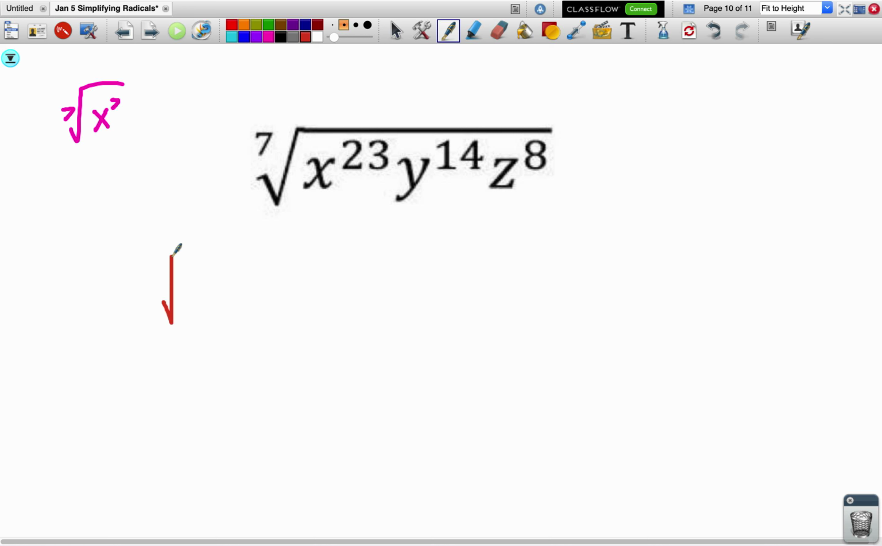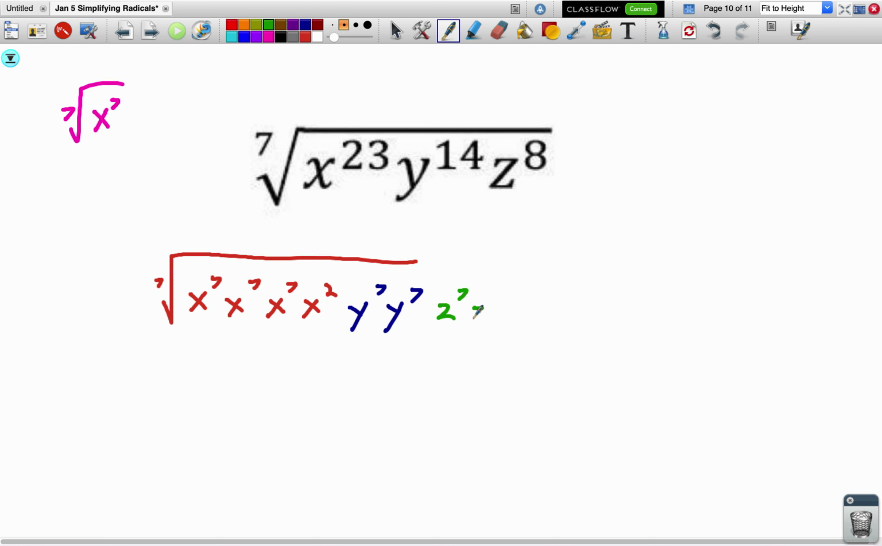Here's how I want to do it. I want to split apart that x to the 23rd into as many x to the 7ths as I can. So x to the 7th times x to the 7th, I'm up to 14 x's, times x to the 7th, I'm up to 21 x's, so x squared, and now I still have 23 x's just split apart. Now, y to the 14th, same thing. I want to split that into as many y to the 7th as possible. I can get 2 of them. And then z to the 8th will become z to the 7th times z.